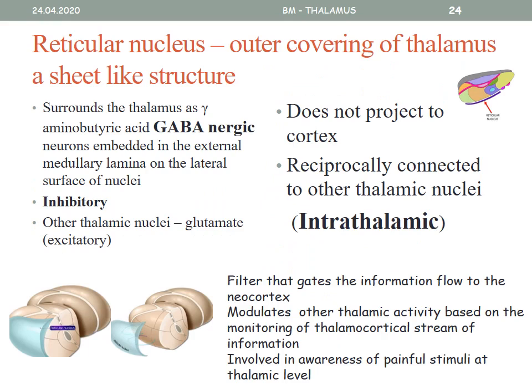The last nucleus which we are going to look into is the reticular nucleus, which forms the outer covering of the thalamus. It is a sheet-like structure. It is surrounded as the GABAergic neurons embedded in the external medullary lamina. It is present on the lateral surface of the thalamus. The function of this GABAergic neuron is inhibitory. Other thalamic nuclei are excitatory and they have the neurotransmitter glutamate.